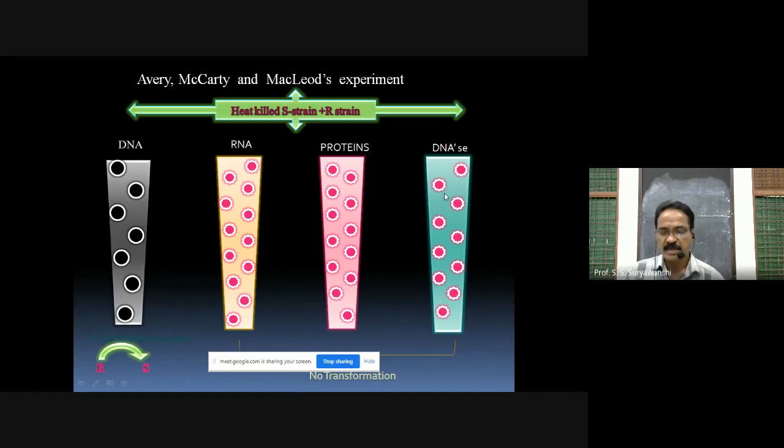So this is a certain type of conclusion, that DNA is responsible for the transformation. But when DNA is digested with the help of enzymes, DNase, which break the DNA, it becomes inactive, and when it is inactive, there is no transformation. So in this way, the Avery, McCarty and MacLeod experiment proved that only DNA is responsible for the conversion, and it is called the genetic information material.